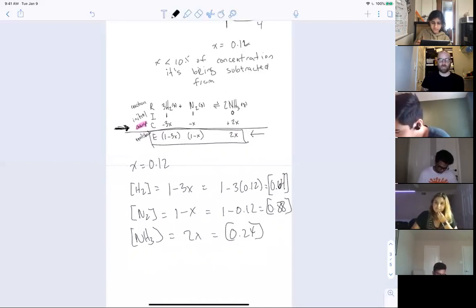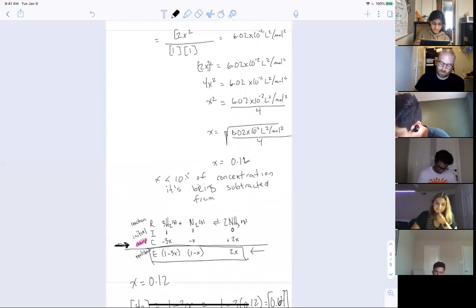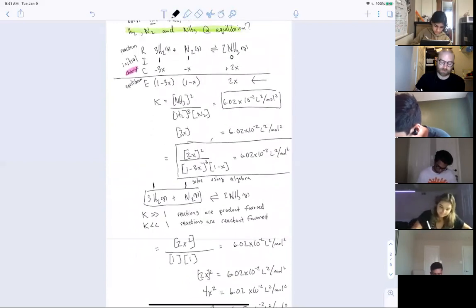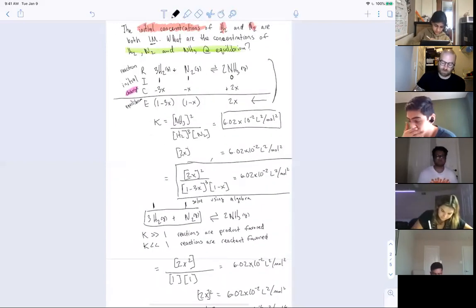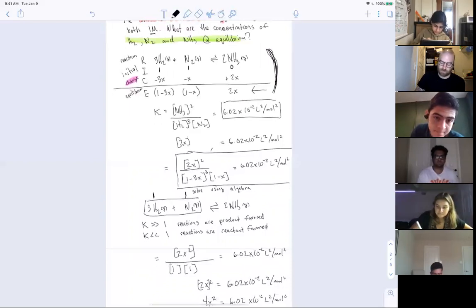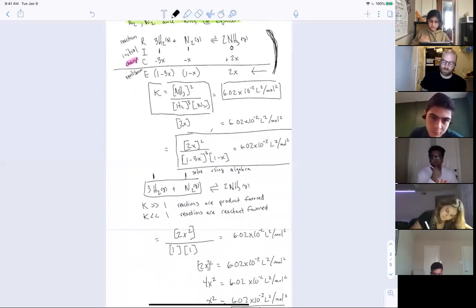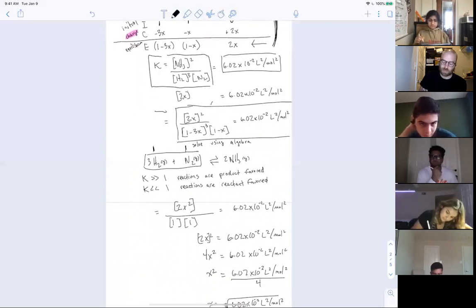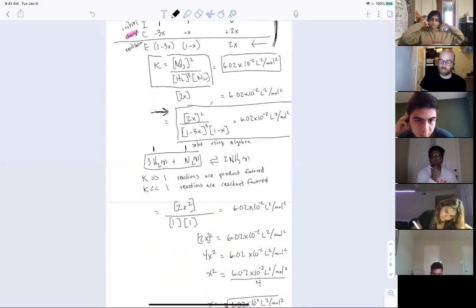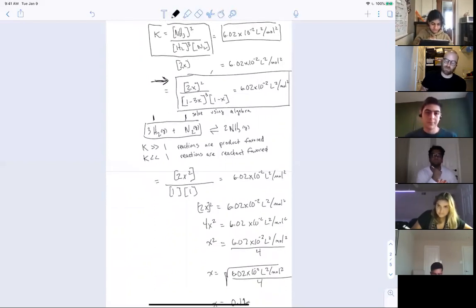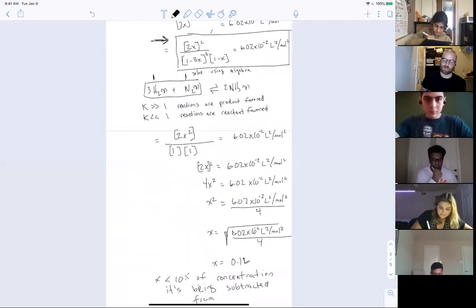The main thing to come across here is this workflow for the problem. You write out your RICE table, and we'll talk more about this on Friday, or Monday. You write out your RICE table, and then you write out your equilibrium constant expression. Then you use these expressions you come up with for the equilibrium from your RICE table in combination with what the equilibrium constant is, and that gives you a constraint on the variable, which usually allows you to solve for x.